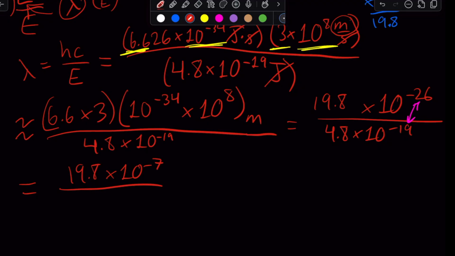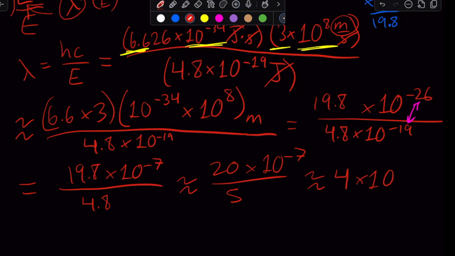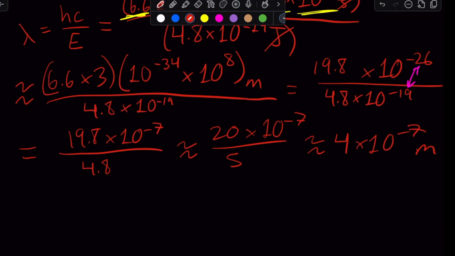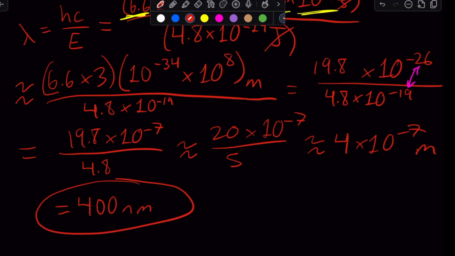So we have 19.8 over 4.8 times 10 to the negative 7. Now we've got to divide this. So you can round here. Let's round this up to 20 over 5 times 10 to the negative 7. 20 divided by 5 is 4. So it is 4 times 10 to the negative 7 meters, and that should be our answer. And if you want to get even better with it, you're going to go 400 nanometers. That'll be your final answer.